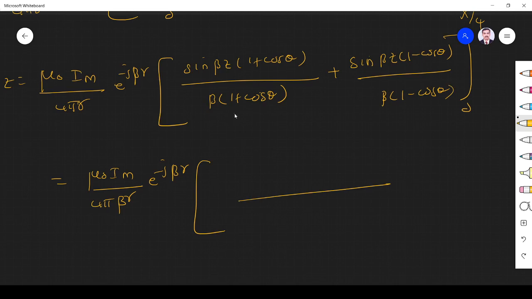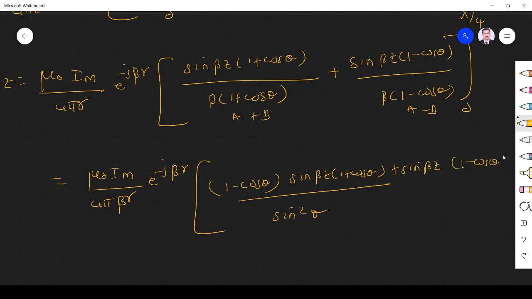squared theta, a plus b, a minus b, a square minus b square, 1 minus cos square theta, that is equal to sin square theta. So here this numerator, this one will come here, 1 minus cos theta sin beta z into 1 plus cos theta plus sin beta z into 1 minus cos theta. Sorry, into 1 plus, in here 1 plus cos theta, this multiplication, right? So I take LCM. Okay, fine.